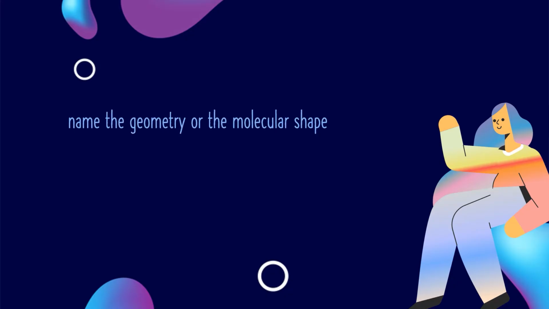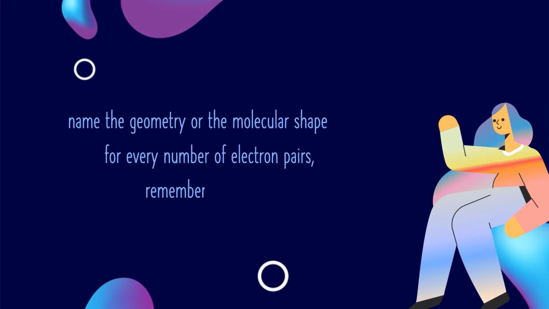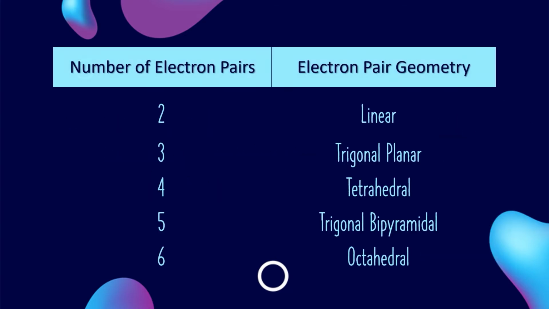To easily name the geometry or the molecular shape for every number of electron pairs, remember these names. For 2 electron pairs, it is called linear. For 3 electron pairs, it's trigonal planar. For 4 electron pairs, it's tetrahedral. For 5, trigonal bipyramidal. And for 6, it's called the octahedral.